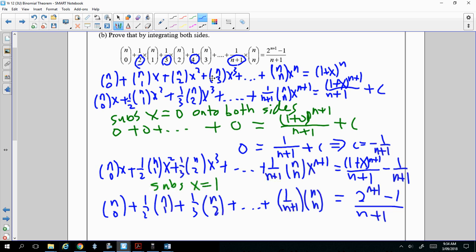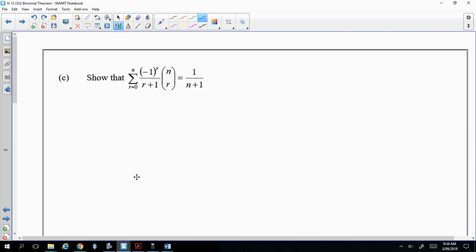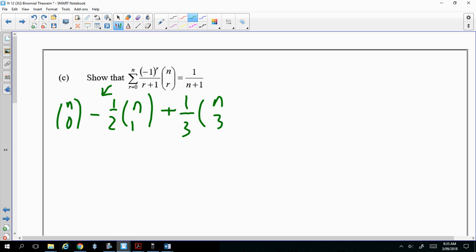So the next one, again, if there's a sigma notation, write it without sigma. So to do this, you go r from 0. So basically, we write this as n0 minus 1 over 2 and 1 plus 1 over 3 and 2 plus, and then minus 1 over 4 and 3 plus dot dot dot, and the last one will be minus 1 to the power n over n plus 1 and n, that equal to 1 over n plus 1.